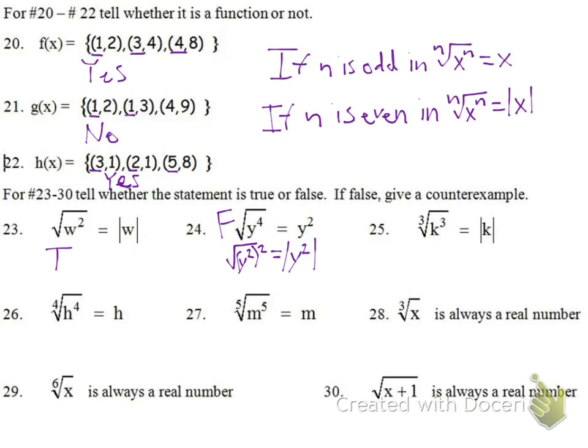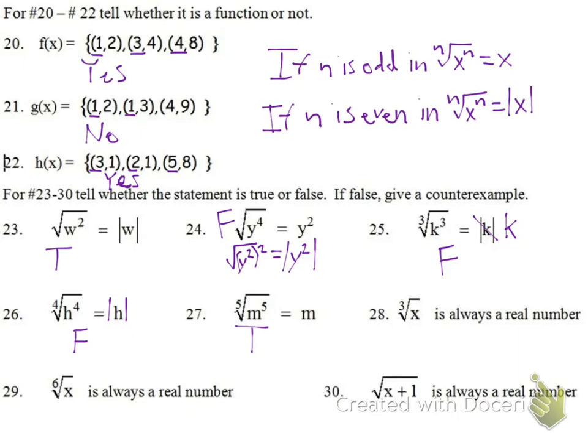We have the cube root of k to the third. By our rule up there, it should equal k, not the absolute value. So we get k. So it should be false. 26, it's an even root, so it should come out to be absolute value. What we had was false. 27, we have odd roots. That's 5. It's odd. That comes out to equal its value. So that one is true.